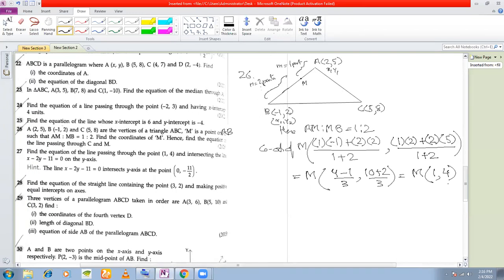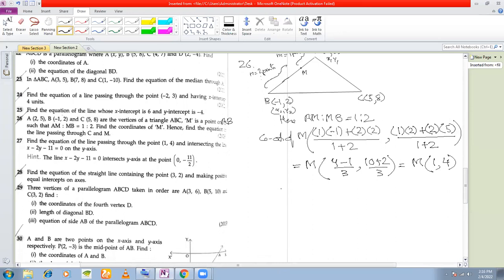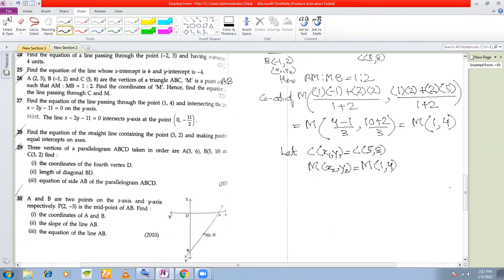Now you have to find out the equation of the line through C and M. So if I say let C be (x1, y1), the coordinates of C, we know C is (5, 8), right? This is given to you, and M is (x2, y2), and the coordinates of M is given to be (1, 4). Now we can use the 2-point form to find the equation of the line through C and M.